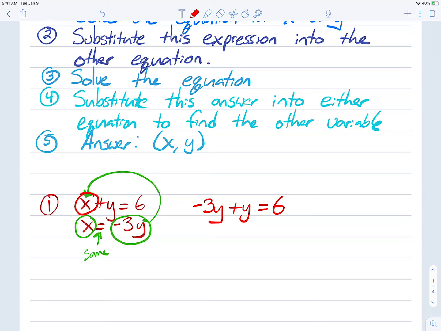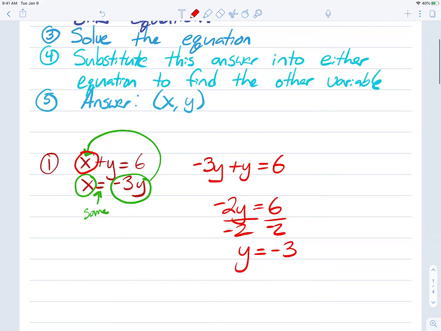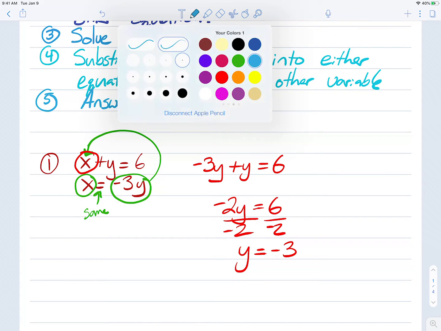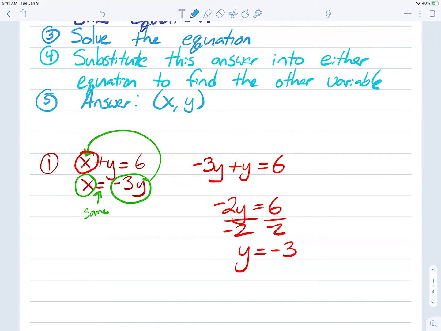But now I only have one type of variable, so I can solve for y. So combining like terms, negative 3y plus y is negative 2y, and it equals 6. And if we divide both sides by negative 2, we get y equals negative 3. So we have one of our answers. Now we know that y is negative 3. It's not a mystery, which means I know that this is negative 3. I can plug negative 3 into either equation. I'm going to choose that one.